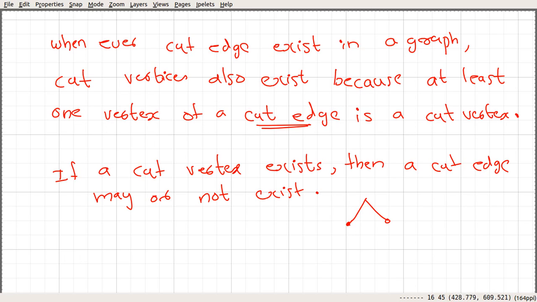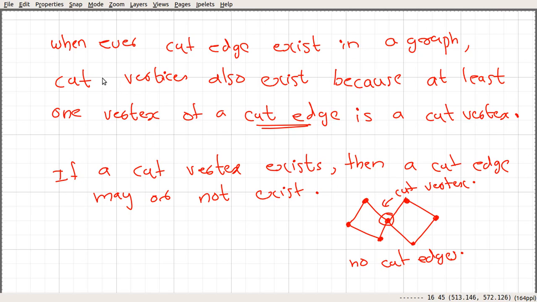Let's consider this particular graph. In this case we can see that this graph has only a single cut vertex. So this is a cut vertex. If we delete that, the graph will become disconnected. That's why it is called a cut vertex in this graph. Again, we can see that this particular graph has no cut edges. So one example is this particular thing.